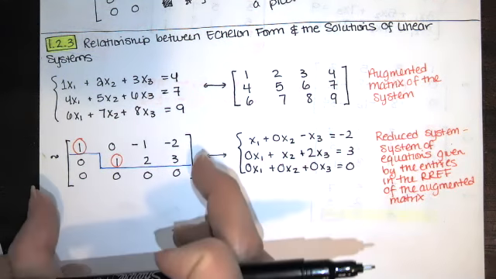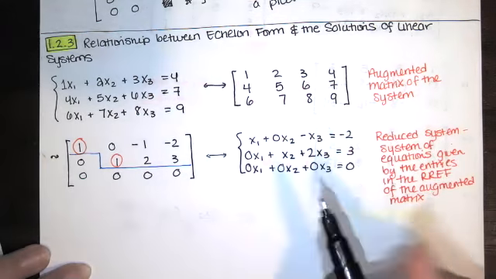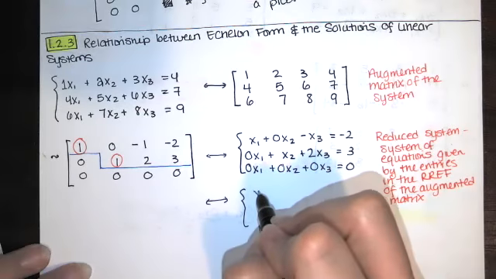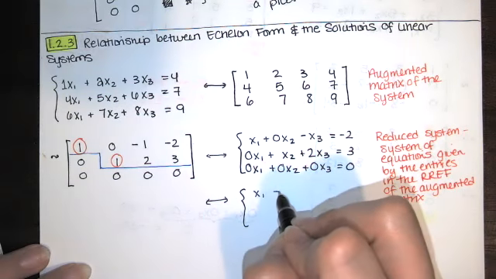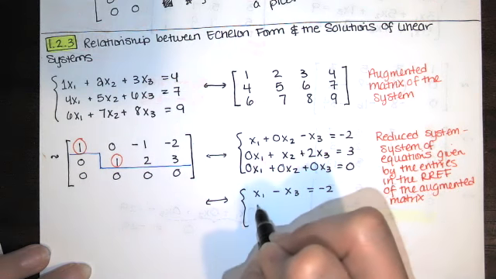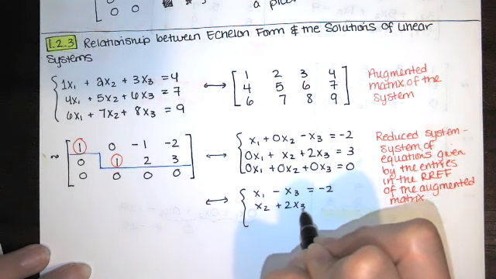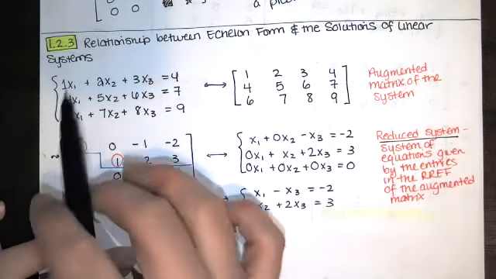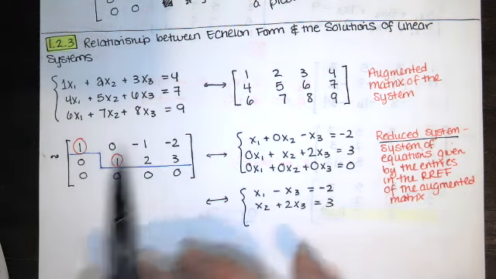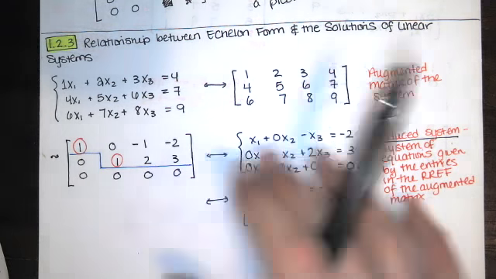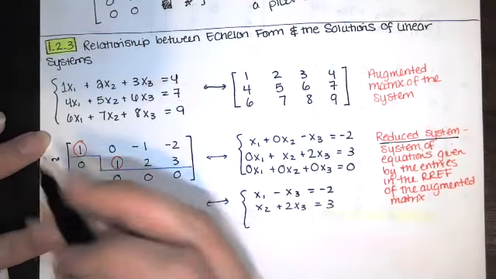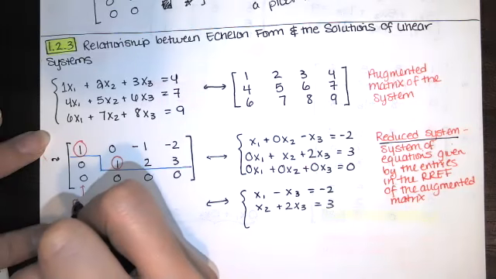So this corresponds to this, and I actually wouldn't call this the reduced system. Normally, we don't write all of those 0 entries out. I would call this the reduced system. Got x sub 1 minus x sub 3 equals -2, and x sub 2 plus 2 times x sub 3 equals 3. That is the reduced system of the original system of equations. And again, it just came from taking that reduced row echelon form and writing it as a corresponding system of equations.